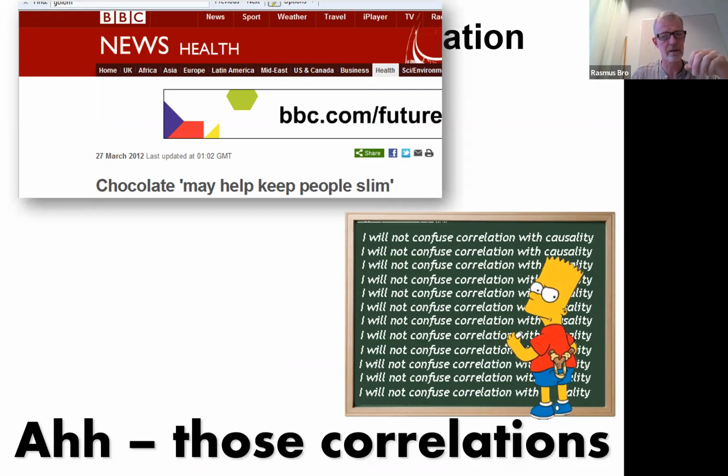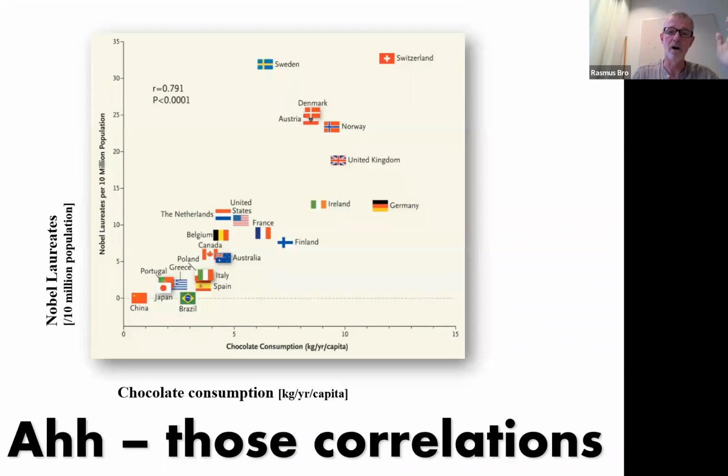Here's an obvious wrong thing. Chocolate may help people get slim, or chocolate can predict how many Nobel Prizes we're getting, which is pretty funky. And I don't know, maybe it's economical development or something like that, but it's definitely not the chocolate.